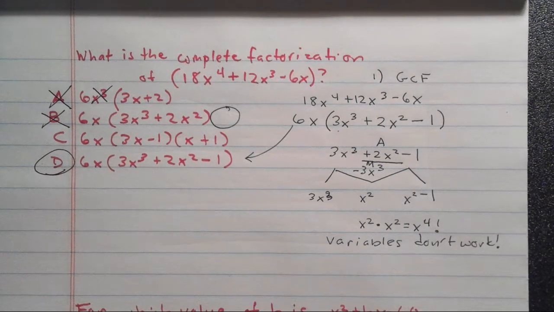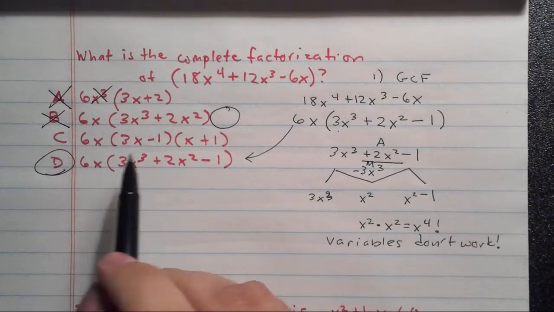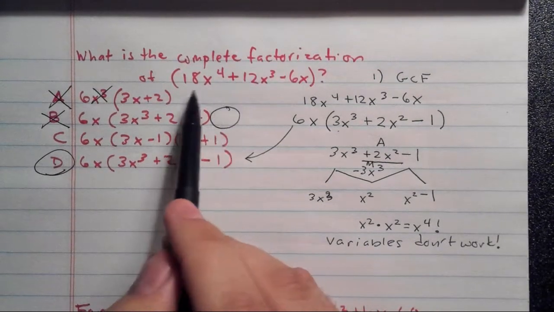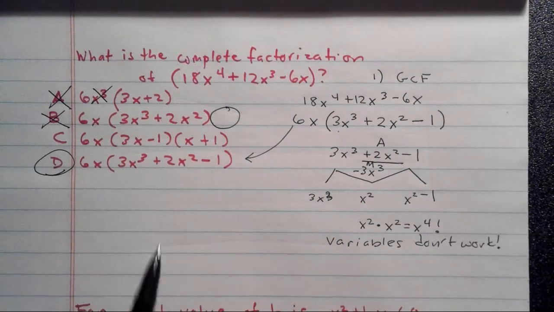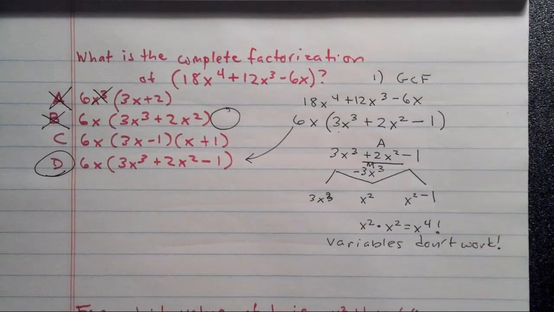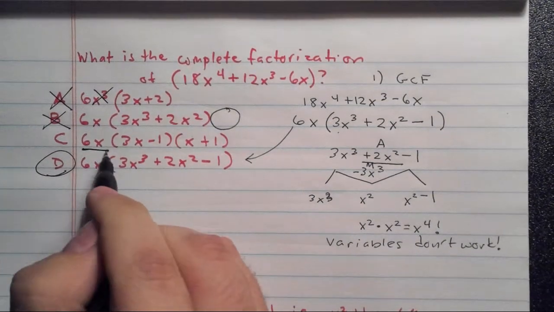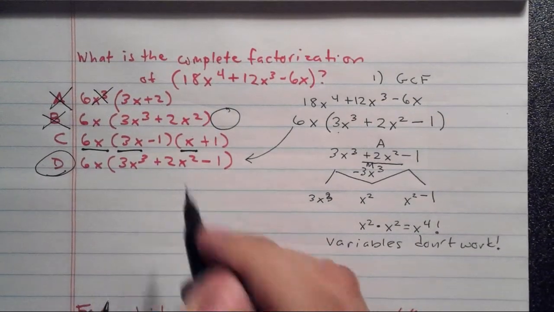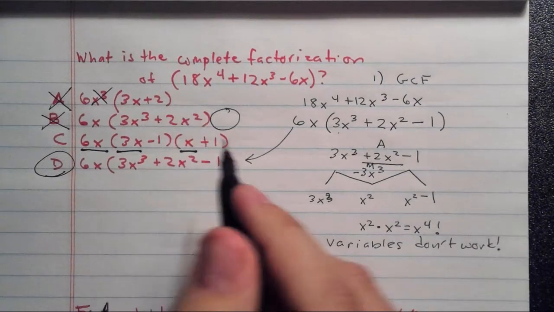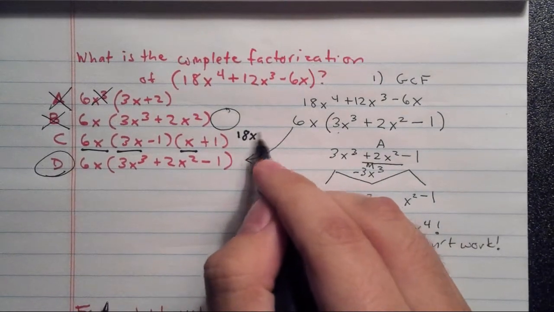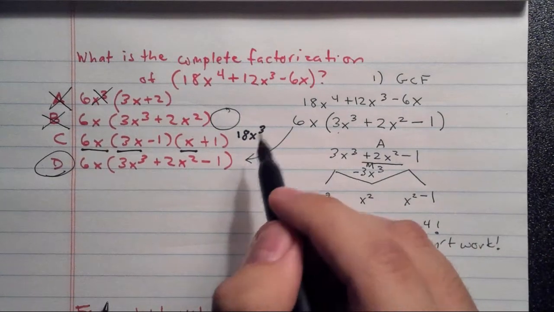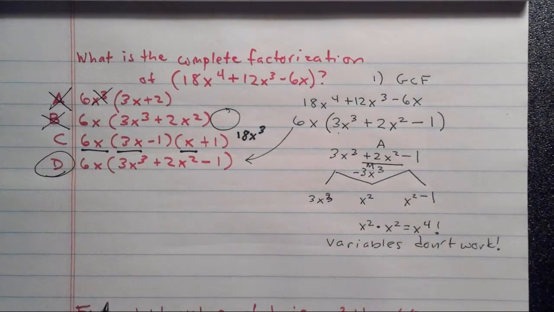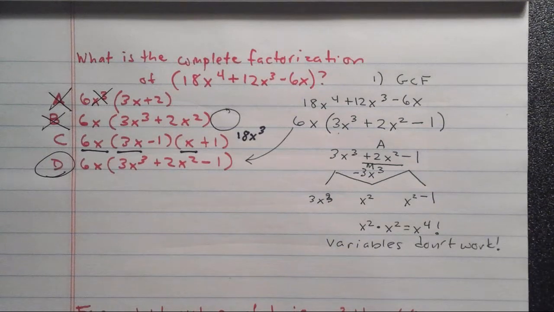Another quick comment on C. Well, I know that whatever my factorization is should multiply out to 18x to the fourth plus 12x cubed minus 6x. If I multiplied the leading terms from these three factors, 6x times 3x times x does not give me 18x to the fourth. It actually gives me 18x to the third. So this is off by a whole x. C is not a good answer because of that. D is the correct answer, the only correct answer. I have no means of factoring that trinomial.